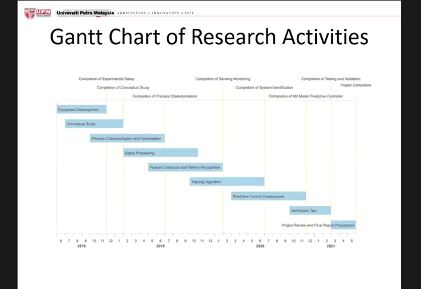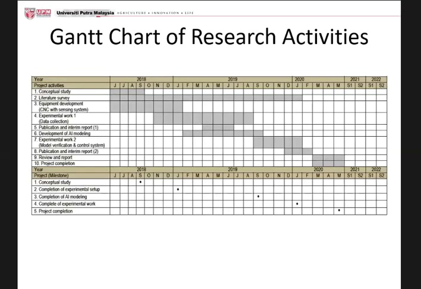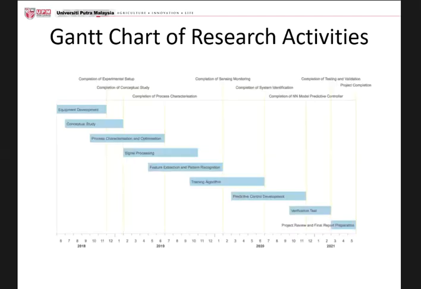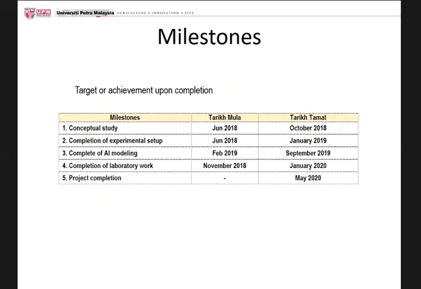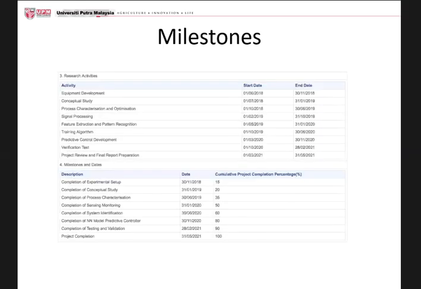For me, I like to see this because you can see all, because the project can be longer and it cannot be put in the slide. So milestones: study completion, completion of experimental setup, complete the AI modeling, completion of laboratory work, and project completion. And suddenly we just stop here. It's 2019 now, already in January, so we see that you already lagged a lot, like 1 year.